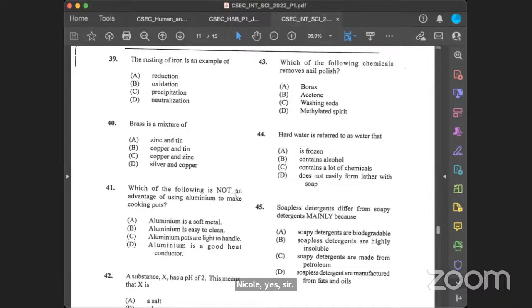Which of the following is not an advantage of using aluminum to make cooking pots? It's not an advantage.